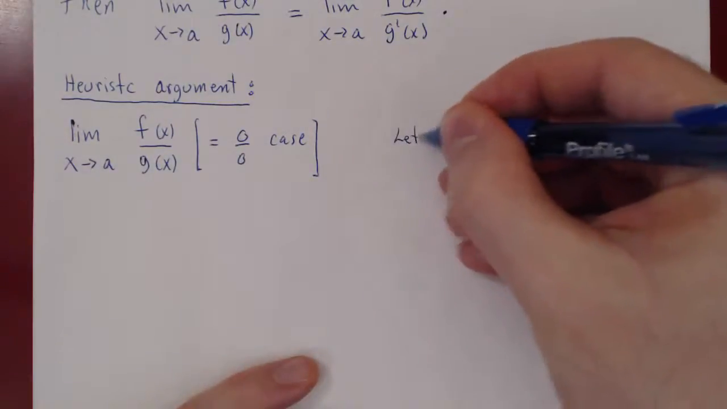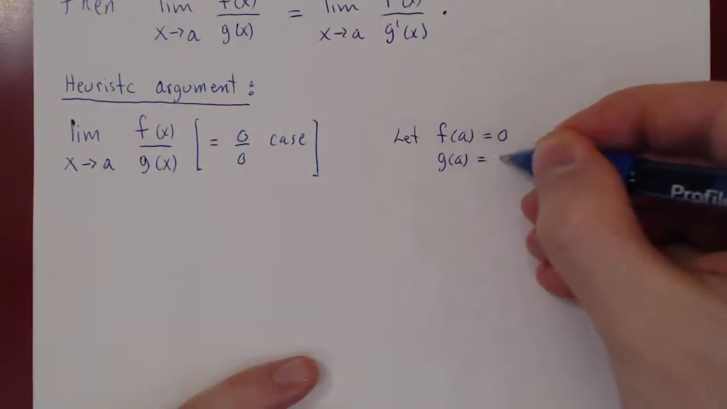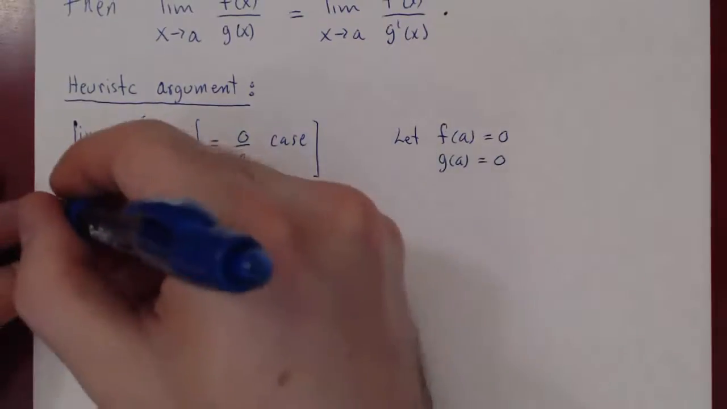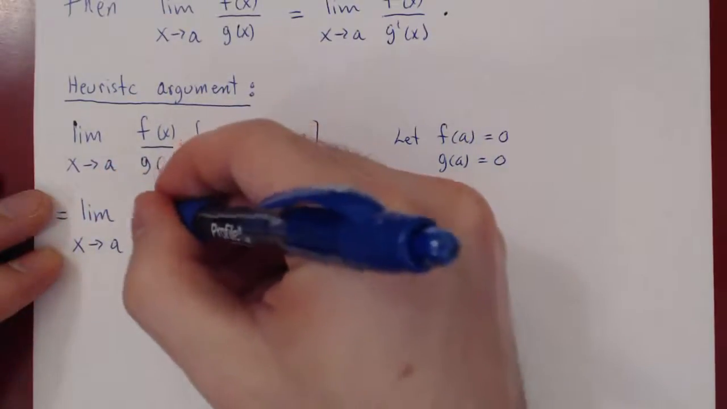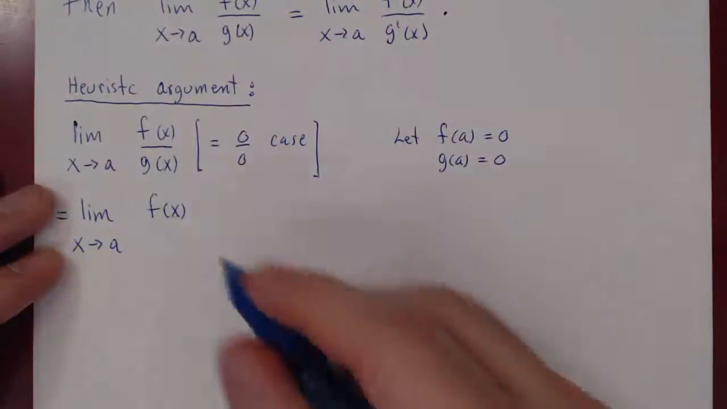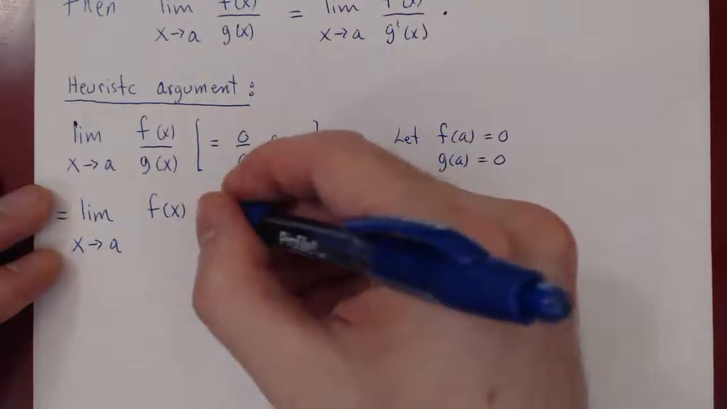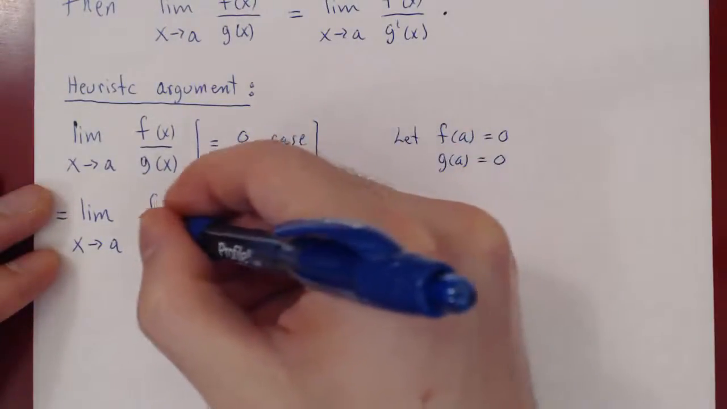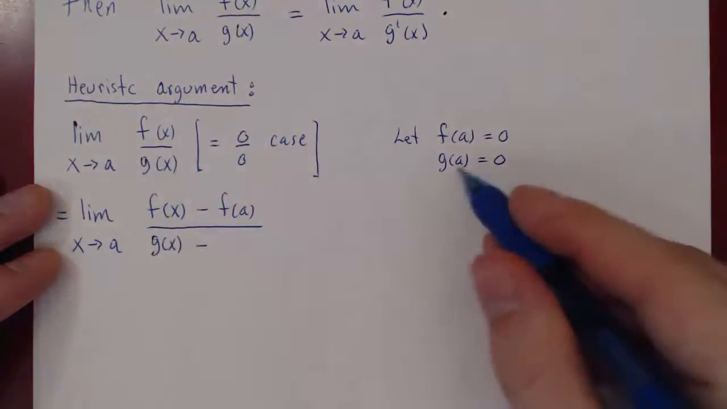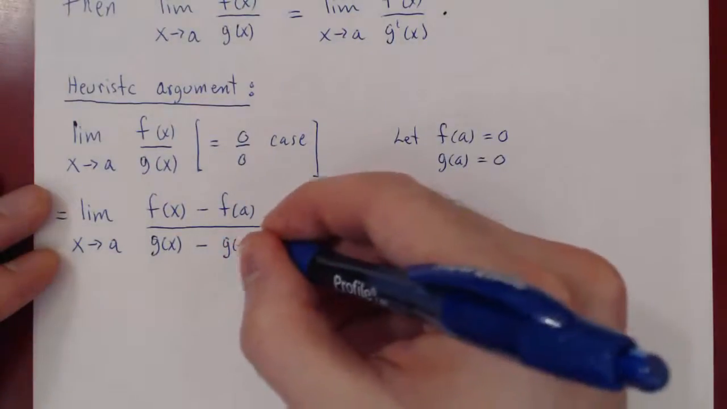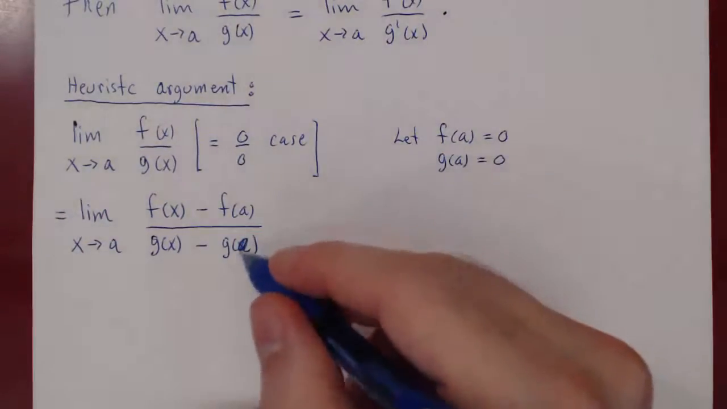So we can let f of a be equal to 0, and also g of a be equal to 0. Well, now we will subtract a 0 from top and bottom. This may look silly, but f of x is the same as f of x minus 0, and we'll replace 0 by f of a, because f of a is 0, over g of x minus 0, but again, 0 is equal to g of a. So this is g of a, sorry about that.